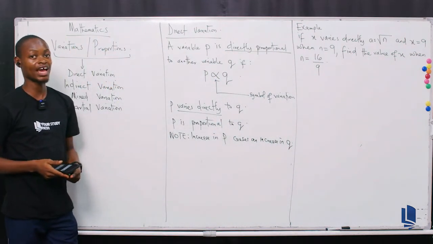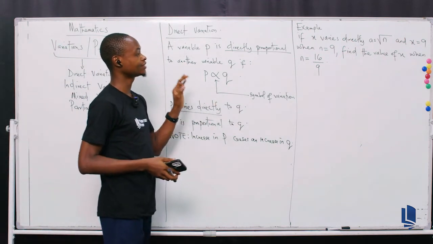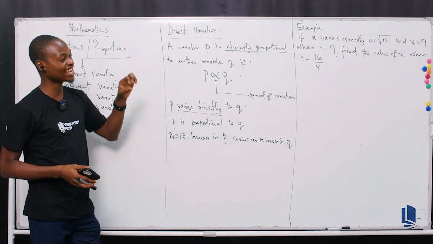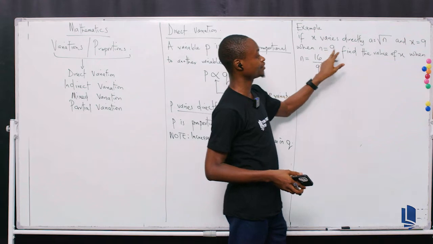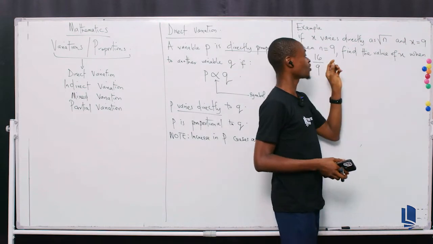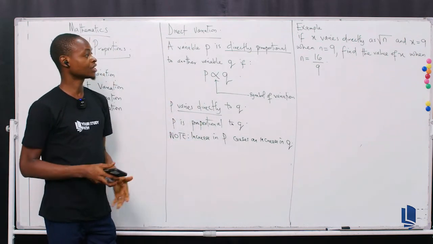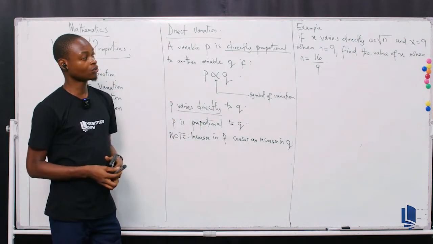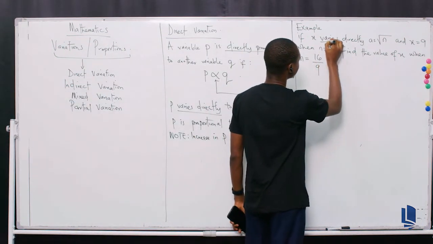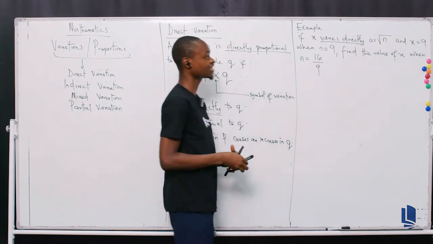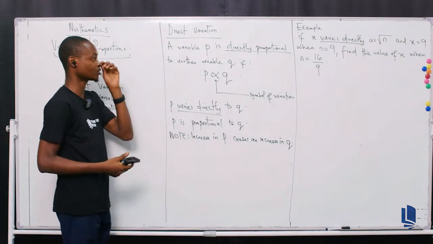It says if x varies directly as the square root of n, and x is equal to 9 when n is equal to 9. That means whenever the value of n is 9, the value of x is 9. Now we have to find the value of x when n is equal to 16. This is the basic question. Now let's pick out the key point. The key point is the fact that it is varying directly. Varies directly is telling you that it's a direct variation or a direct proportion, anyone you decide to call it.